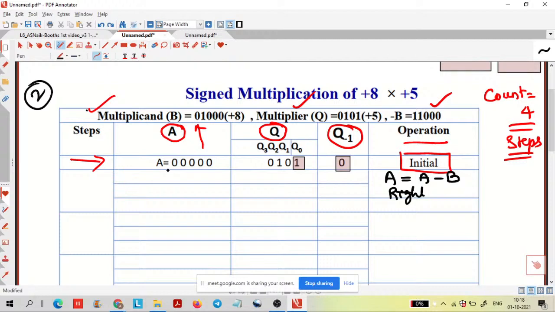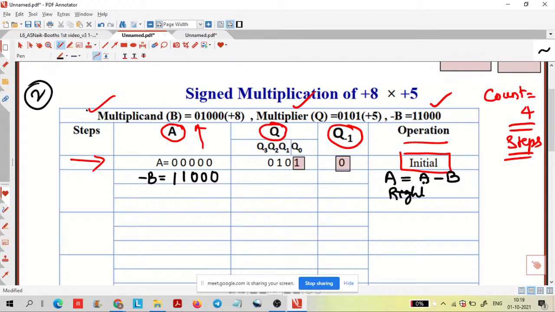A is 0 already. What is the value of B? But here minus B is there. So minus B means 1 1 0 0 0. This is the value of minus B. Now A minus B: you perform the addition because we are already taking the negative value. So you perform an addition.